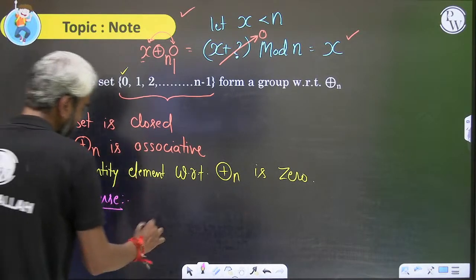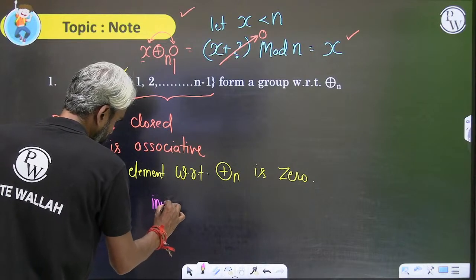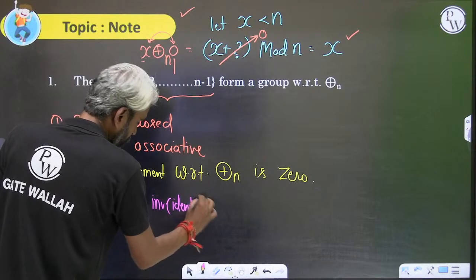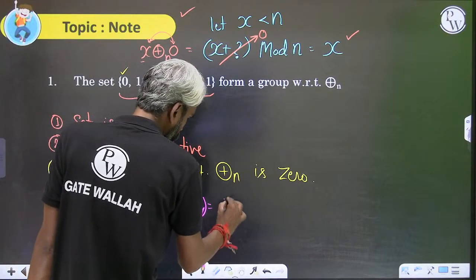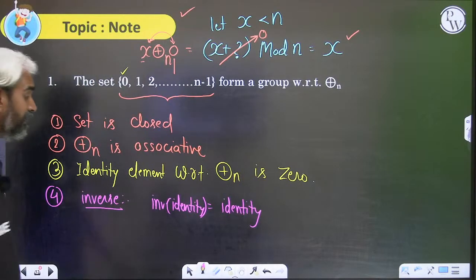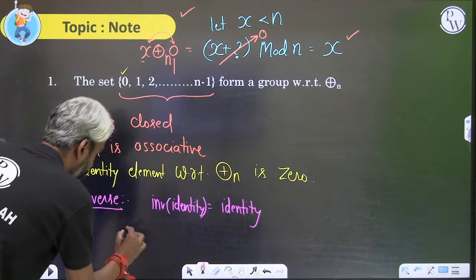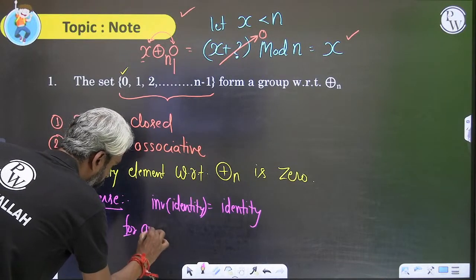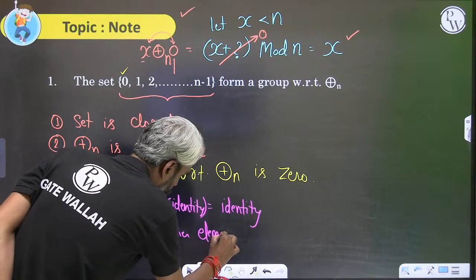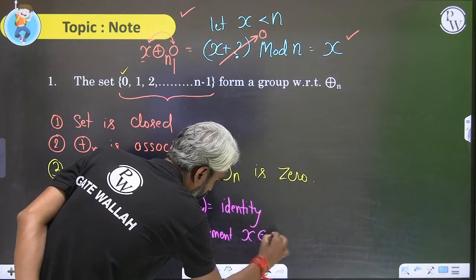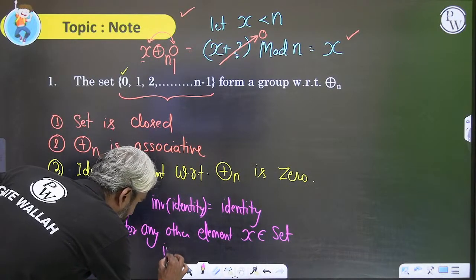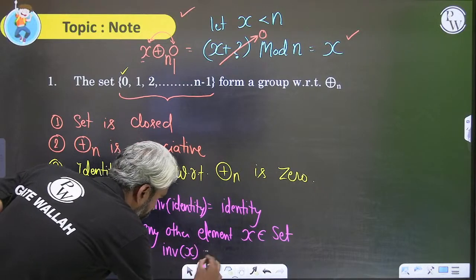So what do we know? One thing that is known is that the inverse of identity, that is, the inverse of 0 will be 0 only. That is, the inverse of identity will be the identity element itself. For any other element x belonging to the set, what will be the inverse of x?